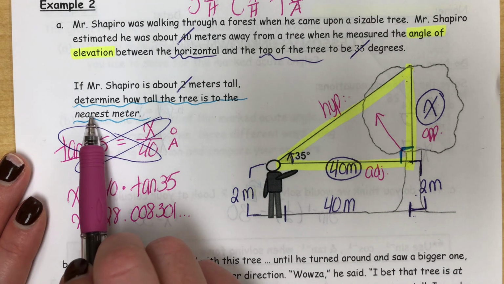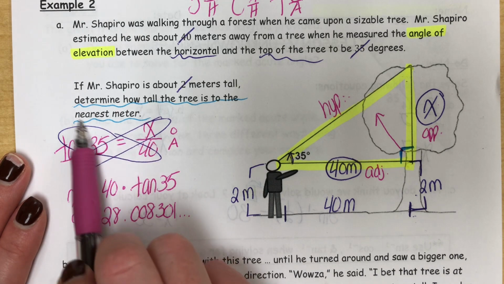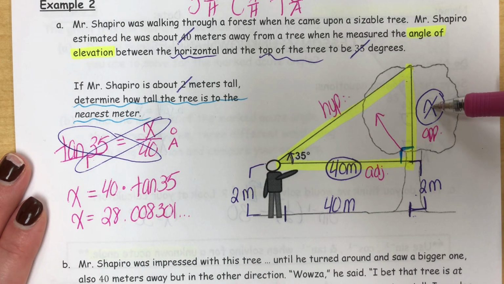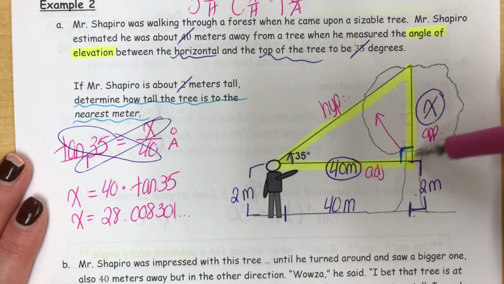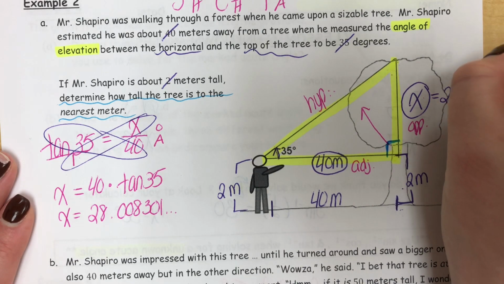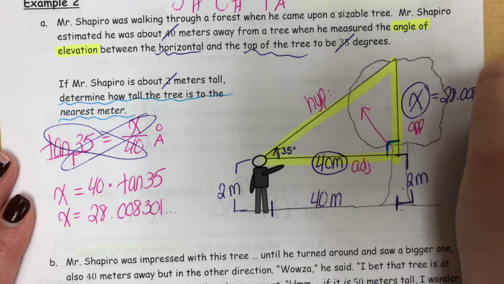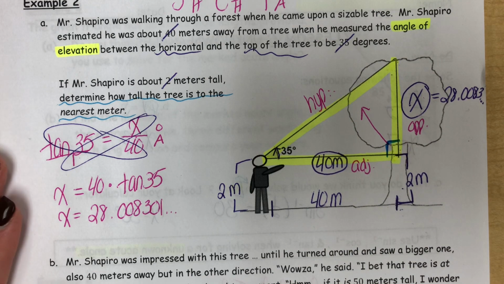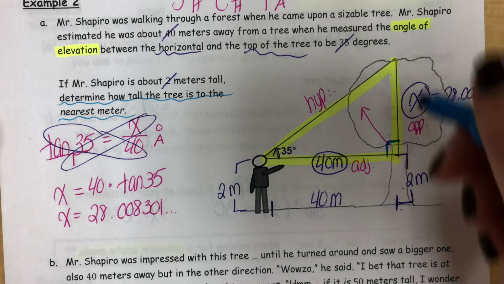When it says round to the nearest meter, that's when you're about to finish the question. I am not finishing the question at this point in the game. I'm just figuring out what this length of x is going to be, just this top piece of the tree. So now I'm going to add that onto my diagram. I know that x is going to be 28.008301.